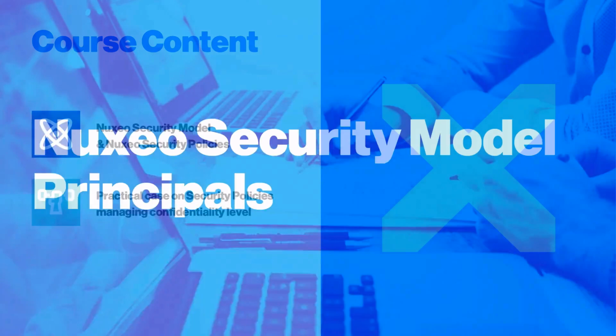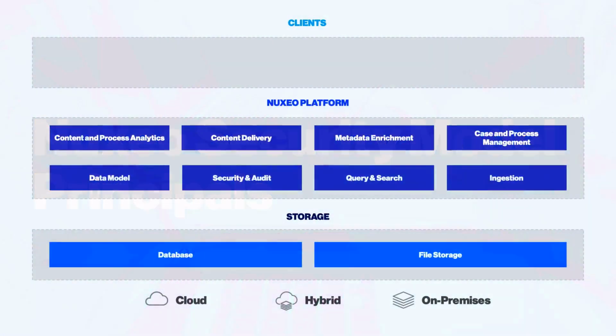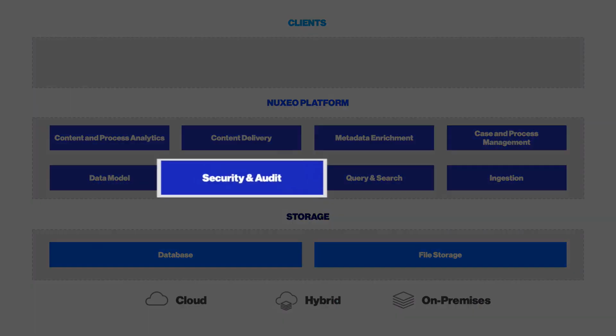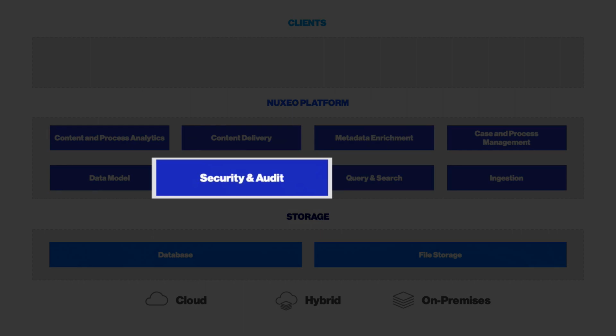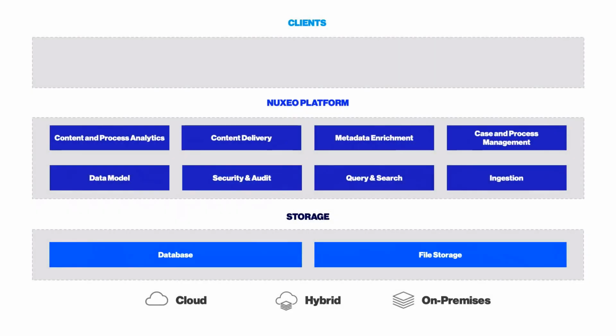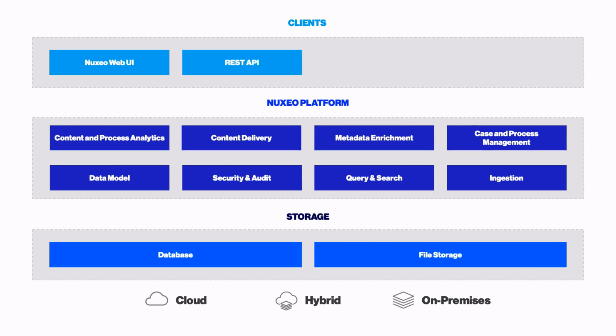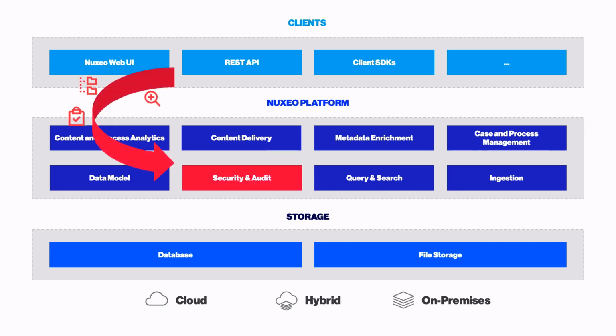Nuxeo security is handled by the Security Service Contribution. This service is always called when a user needs to access a document. It can be called from Nuxeo Web UI, REST API calls, a client SDK, etc. This service is always called when you execute a search, navigate into a folder, or resolve a task linked to a document, for example.